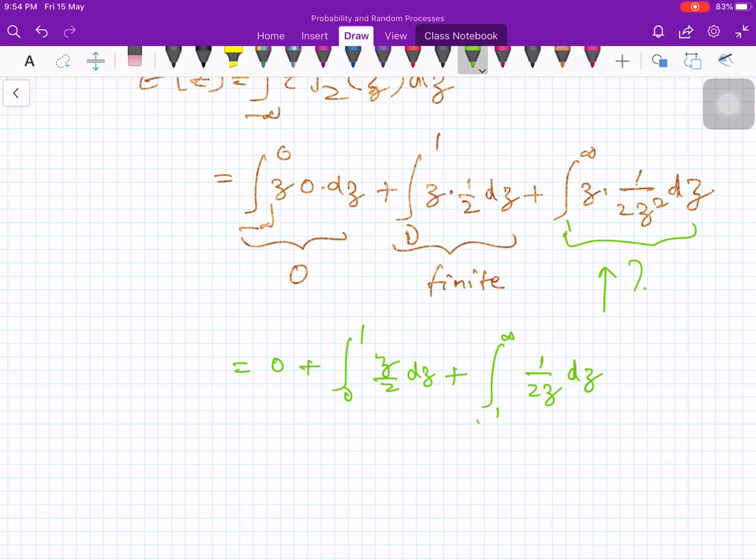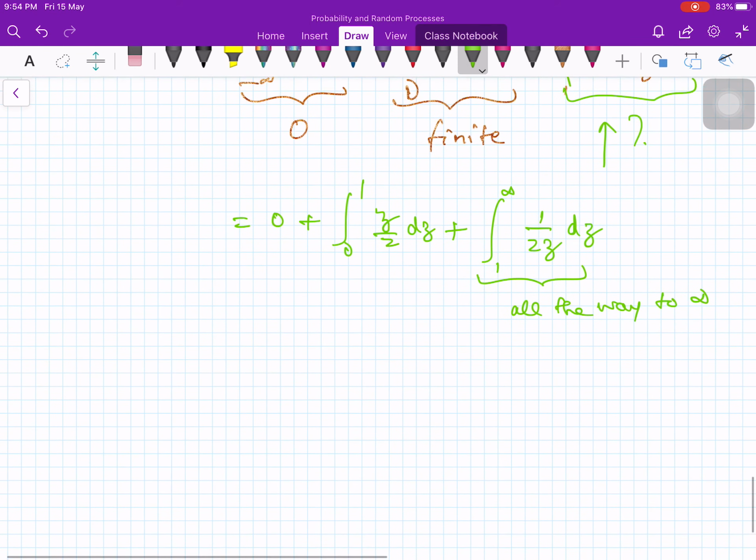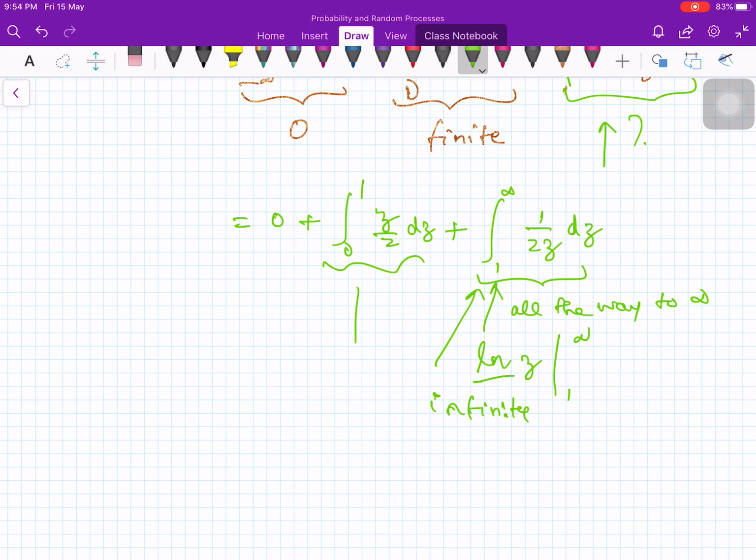Okay, now you are integrating all the way to infinity. So 1 by z has an integral which is logarithm of z. If you integrate this, you will get ln of z, right? And the limit is from 1 to infinity. When you substitute infinity, it goes to an infinite value, since a logarithm goes to infinity. This means that this integral is also infinite, right? Therefore the second part is infinite, and this one is finite.